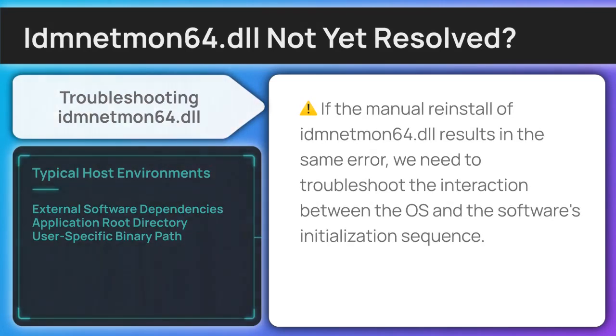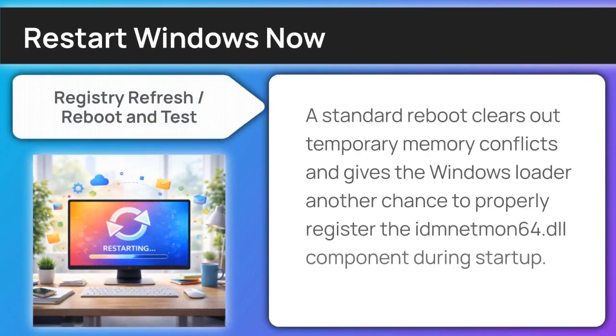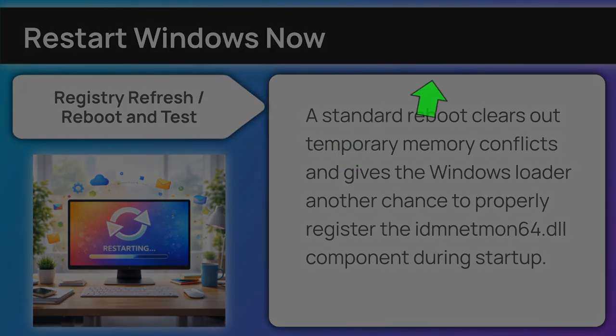runtime state. A quick reboot can determine if the error is transient. While it won't fix a deleted file, it can re-establish the connection between your software and the idmnetmon64 file if the path was temporarily busy.